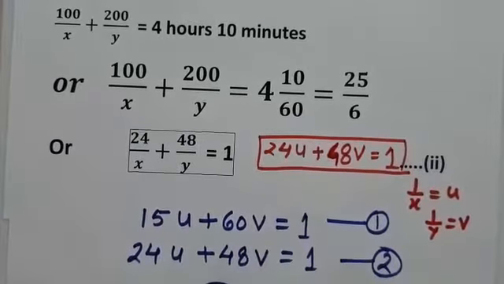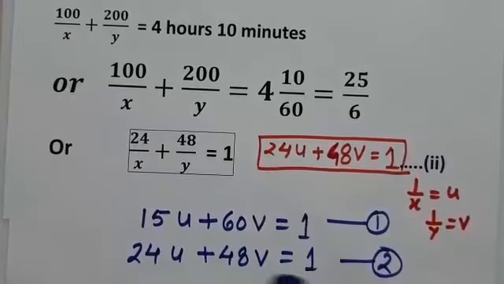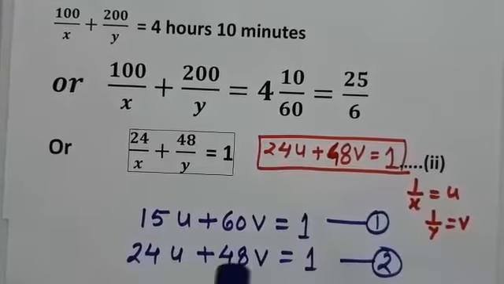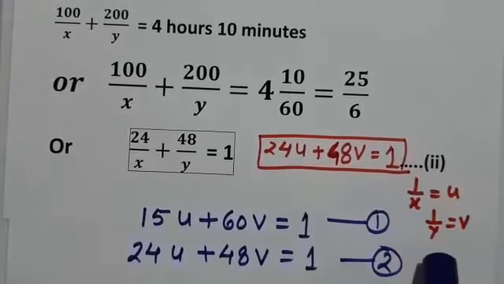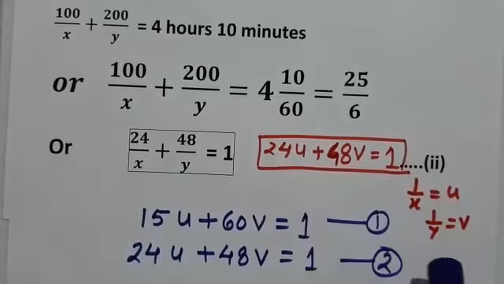Then these two equations are there in u and v. Apply the cross multiplication formula or any formula. Find the value of u and v. Then after putting here u and v, we will get the value of x and y. That will be the speed of train and speed of bus.